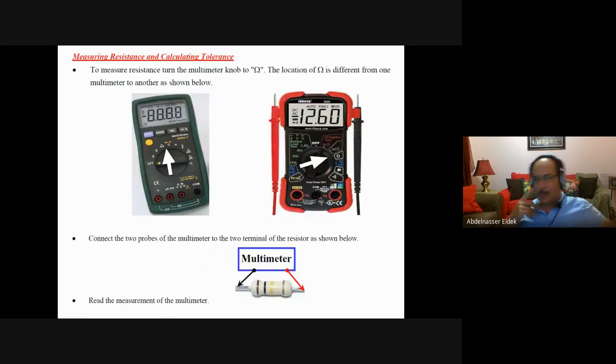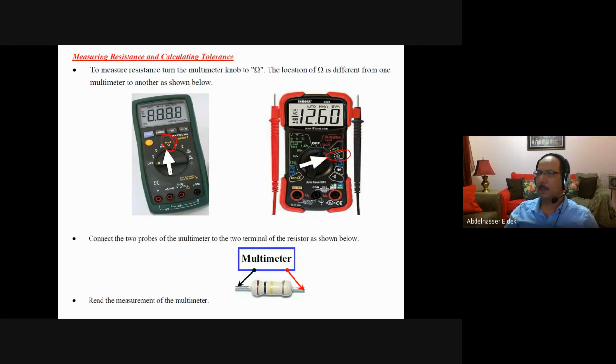To measure the resistance, you have to use a multimeter. As I said before, you can use this multimeter, or you can use any multimeter you buy from anywhere. You have to connect this to the right place. It's supposed to be, this arrow is not accurate here. It's supposed to be here. Same for this one, this is right.